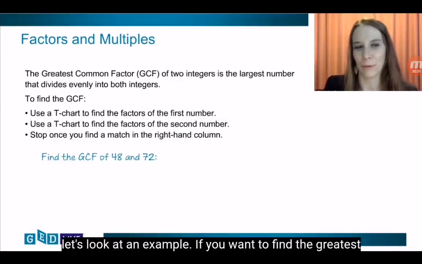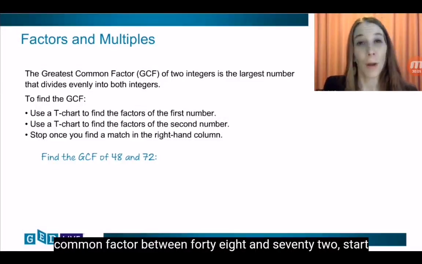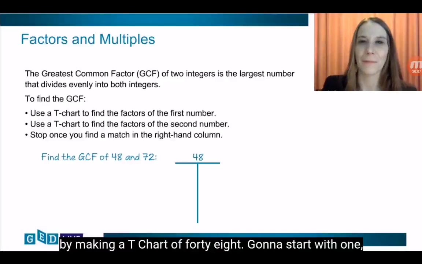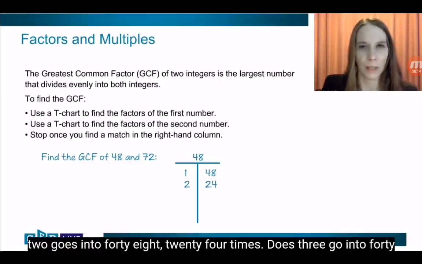So let's look at an example. If you want to find the greatest common factor between 48 and 72, start by making a t-chart of 48. I'm going to start with 1. 1 goes into 48, 48 times. Move on to 2. 2 goes into 48, 24 times.